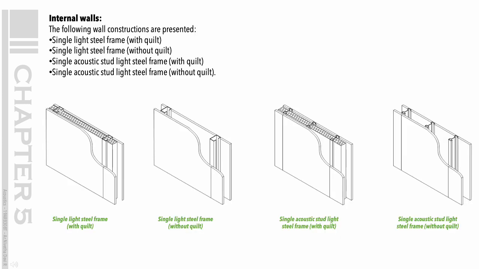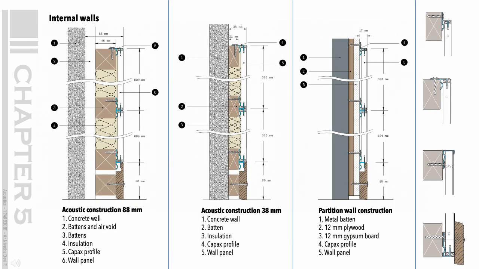Internal walls. The following wall constructions are presented. Single light steel frame, with quilt. Single light steel frame, without quilt. Single acoustic stud light steel frame, with quilt. Single acoustic stud light steel frame, without quilt. Internal wall construction details reference.